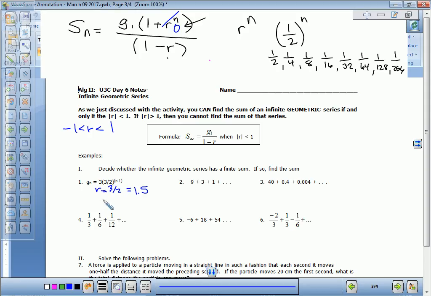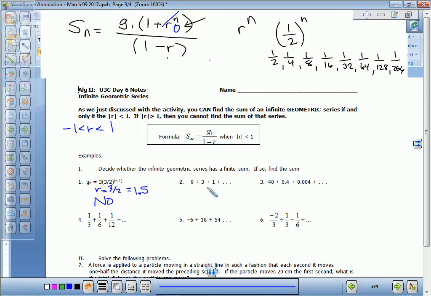So can we do this one? No. Is that 1.5? Yes. And if it's in between -1 and 1, we can. It's going to be on your quiz tomorrow. It's just the homework quiz. Notes and homework. Okay.